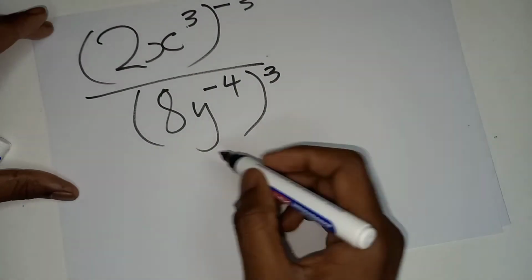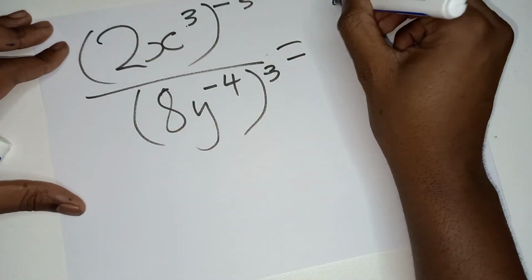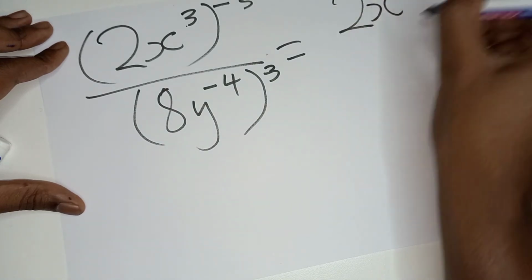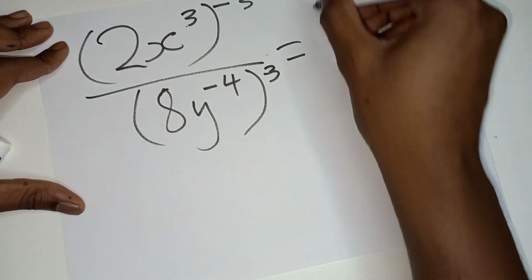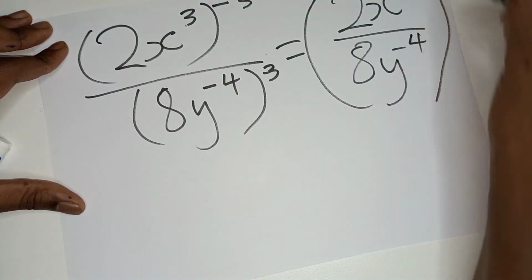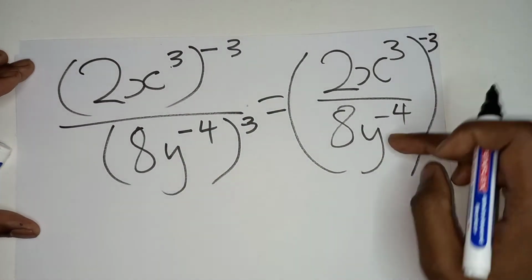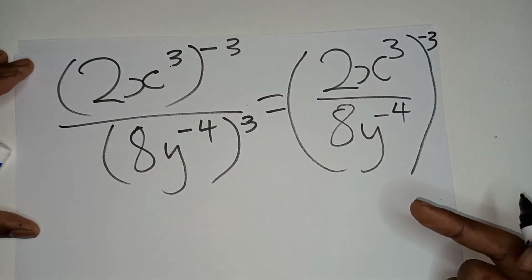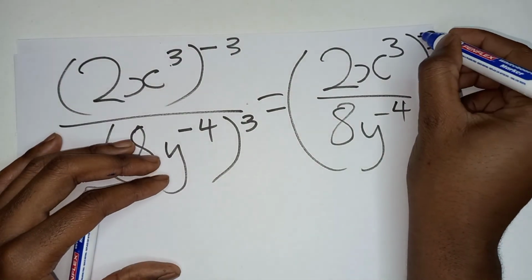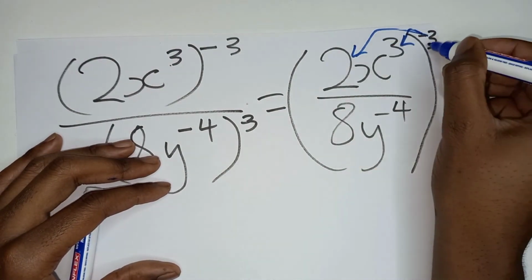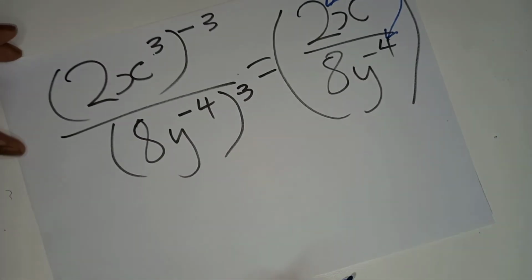So first of all, since both of these are to the exponent of minus 3, we can write it as 2x to the 3 divided by 8y to the minus 4, all of it to the exponent of minus 3, like so. And then that is the simplification. So this and that are the same thing, right? And then remember, the exponent that is outside is going to multiply into the exponents that are inside. So you're going to multiply into those, right? Now, let's see what happens.